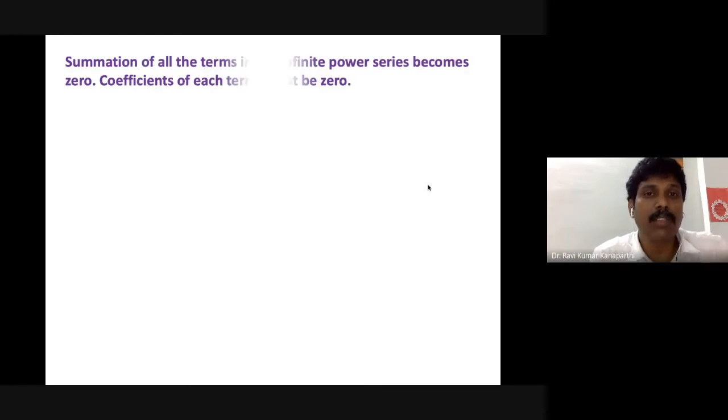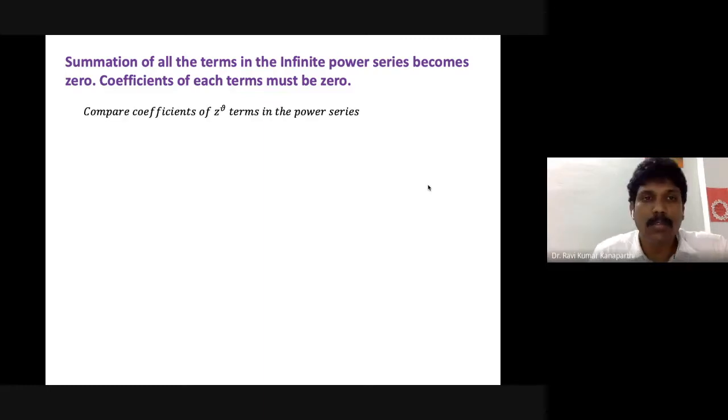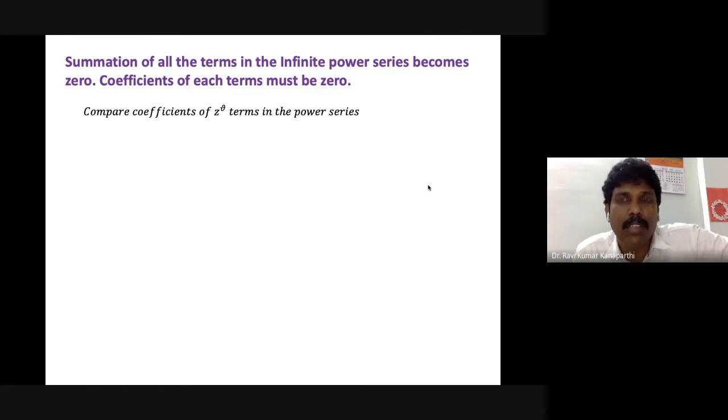Okay, that means what? The general logic which we are already familiarized with: the summation of all terms in the infinite power series becomes 0, which means that the coefficient of each term must be 0. This is something we have already learned in the previous case. So just to get a general recursion relation for calculating the coefficients in the infinite power series, we can compare the coefficients of z to the power nu, which is considered to be the general term.